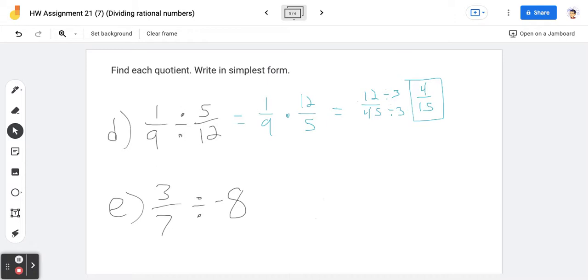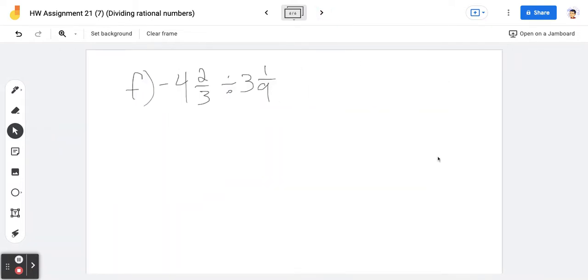Next one, I'm going to keep everything as is. 3/7 as is. Division is going to change to multiplication. Negative 8 is going to change to negative 1/8. So it's 3/7 times, negative 8 over 1, because remember this is over 1, is going to change to 1 over negative 8. Just going to put parentheses there. And this is going to be equal to negative 3/56. And 3 does not go into 56, so that is our simplest form.